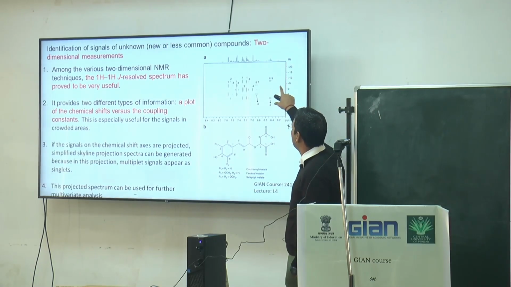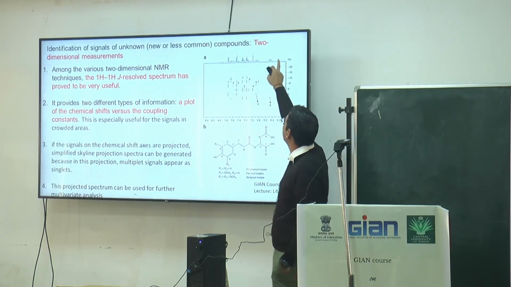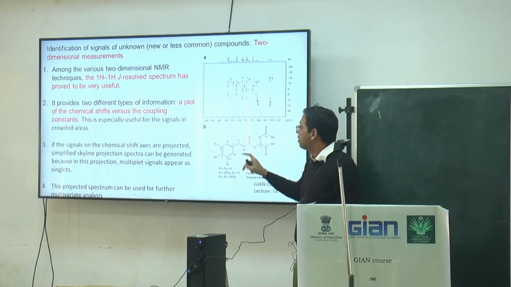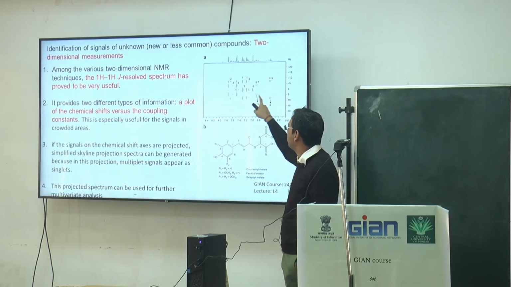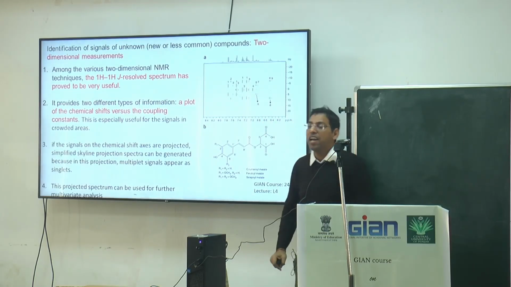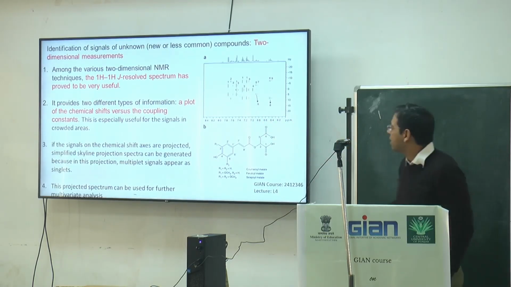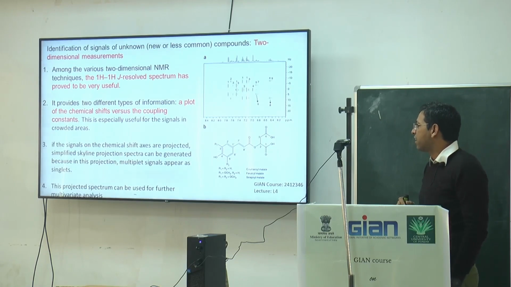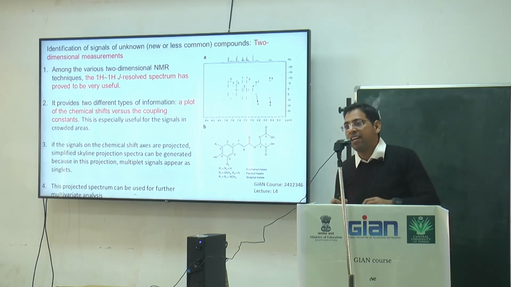So this is the coupling constants, and this is the ppm chemical shift. This is the NMR spectrum. But when you do the 2D, you will get singlets, and every singlet has multiple signals also. This is something which can help us identify unknown samples many times. This projection spectrum can be further used for multivariate analysis.